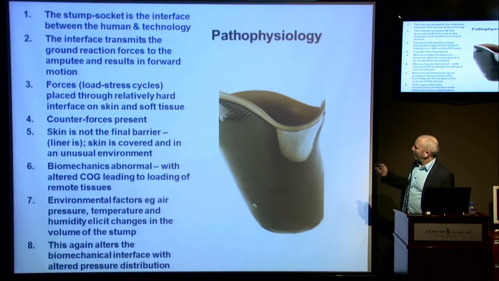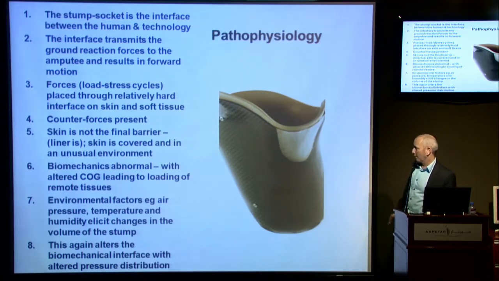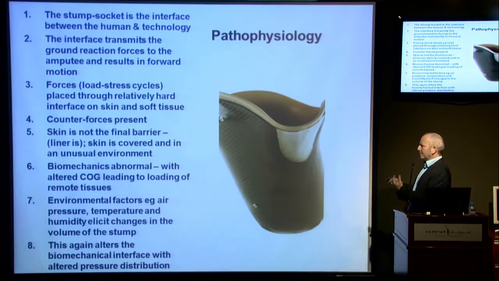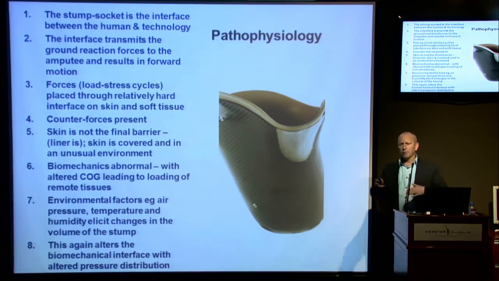We know that the biomechanics of somebody who's using a stump socket interface is abnormal. The altered center of gravity places abnormal forces going through there. Then the environment of the stump in this area, the air pressure is different. The temperature, the humidity is abnormal. The skin's not meant to be placed in those environments. And the volume of the stump changes.